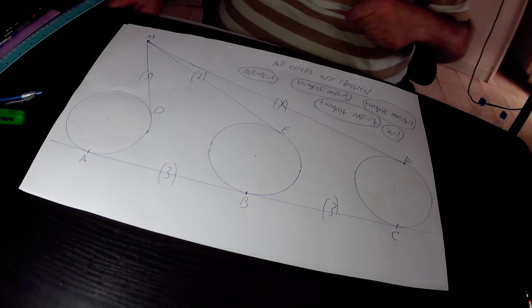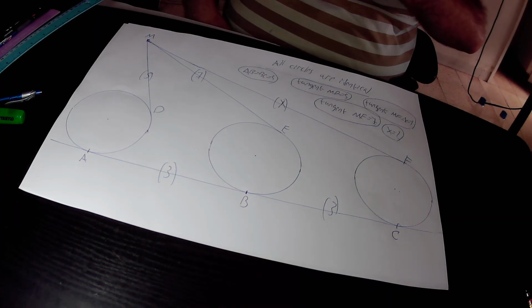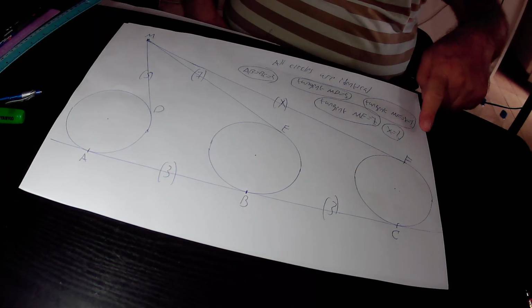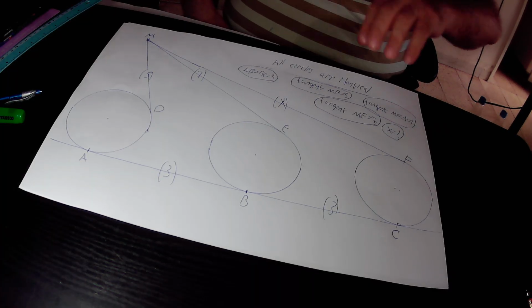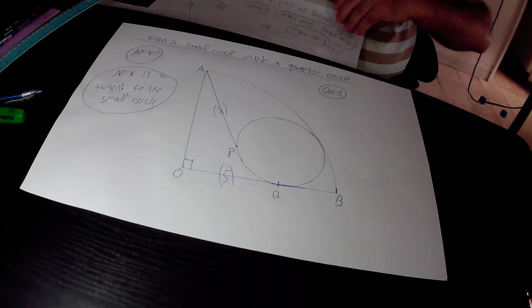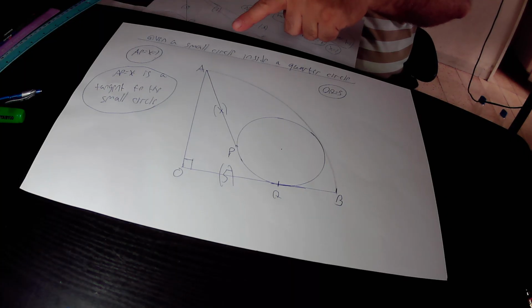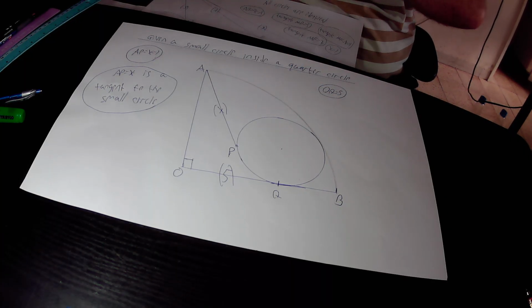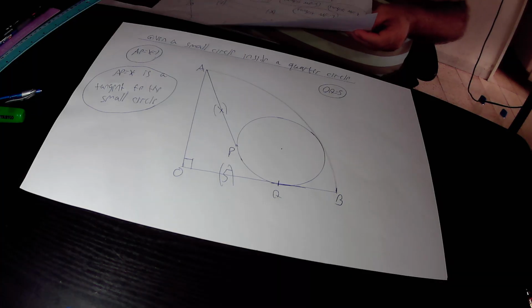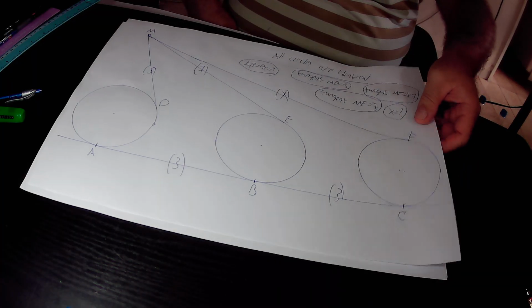And now in this lecture we'll answer two questions. In the first question we'll find out the length of this segment MF, which is equal to x, and in the second question we'll find out the length of this segment AP, that is also equal to x. So let's start with the first question.